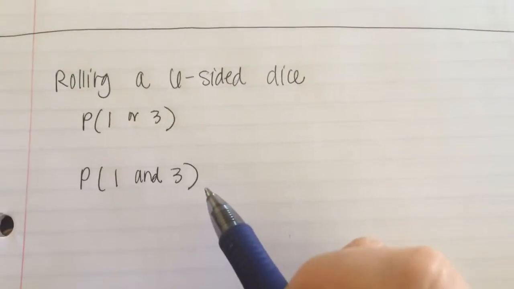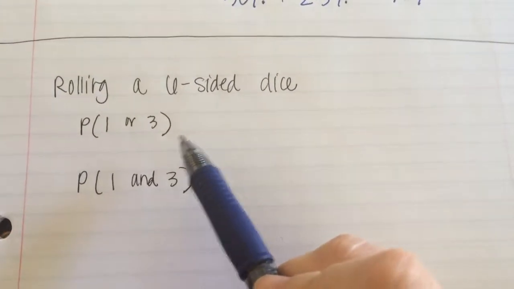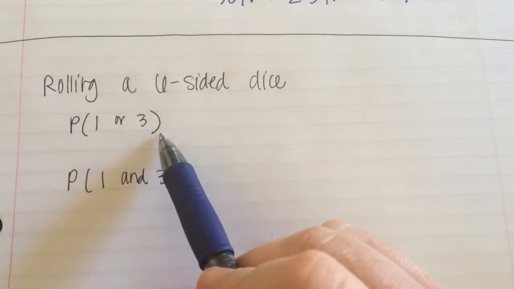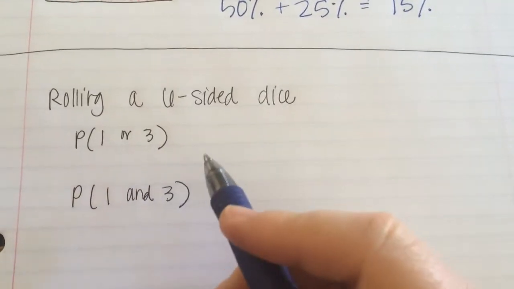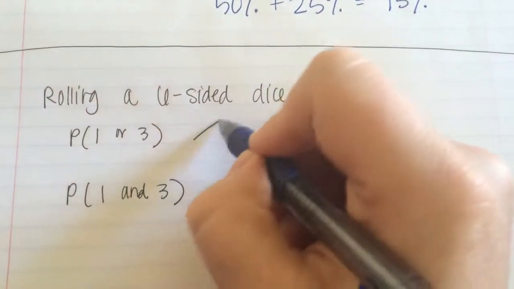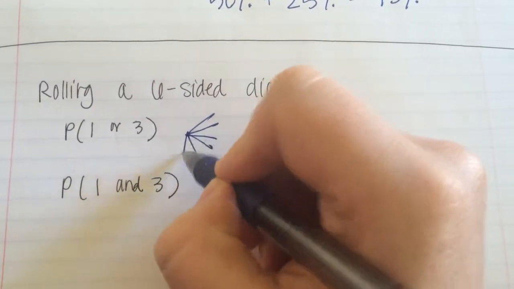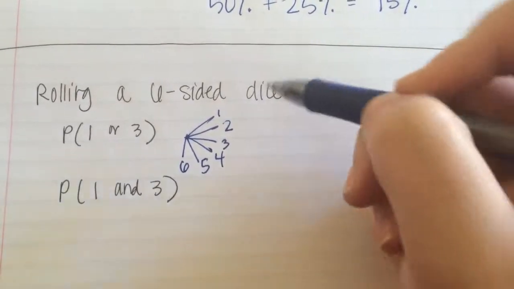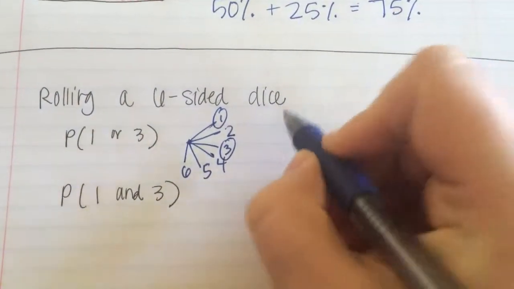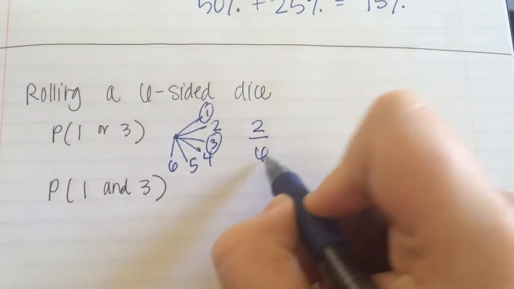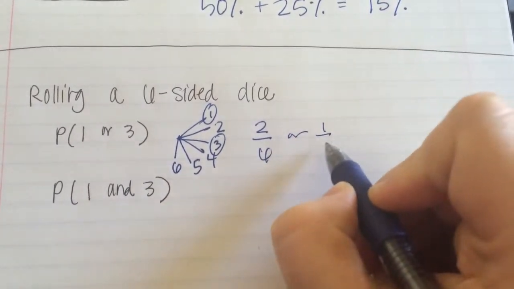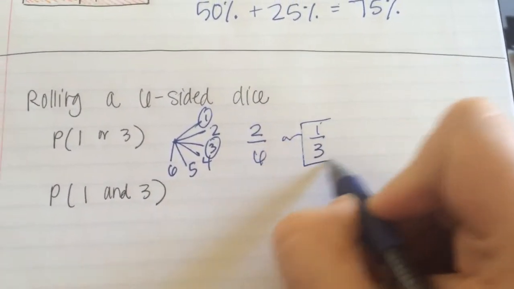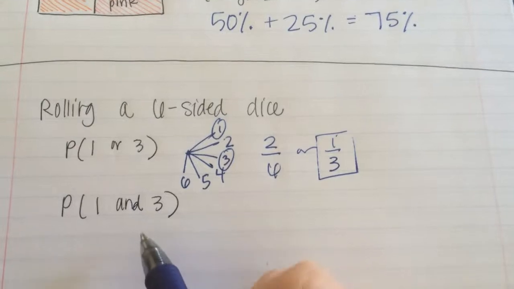Next, I did rolling a 6-sided dice, and so the probability of rolling a 1 or a 3. Out of the 6 options you have, we'll just do a little tree, 1, 2, 3, 4, 5, and 6 choices, you want to know a 1 or a 3, so you have 2 out of 6, or 1/3 probability of getting a 1 or a 3.